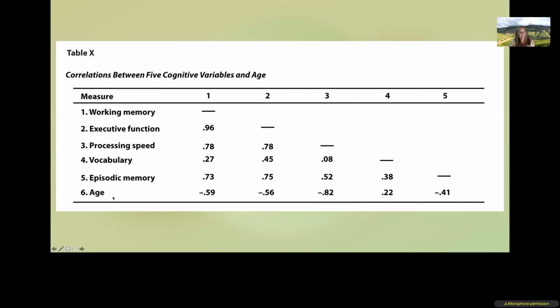And this correlation is between age and processing speed. This makes sense. As age goes up, guess what goes down? Your processing speed. And that makes absolute sense. When you start looking at correlations, it should make sense if they're correlated or not.